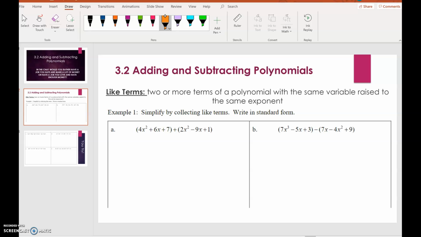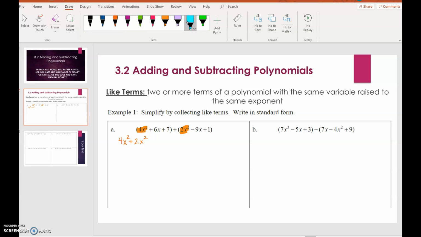An example of like terms would be this 4x squared right here and this 2x squared. So I'm going to be combining those. I'm going to look at the symbol in between, and it's a plus, so I'm going to be adding these two. So I'm going to be doing the 4x squared plus the 2x squared.